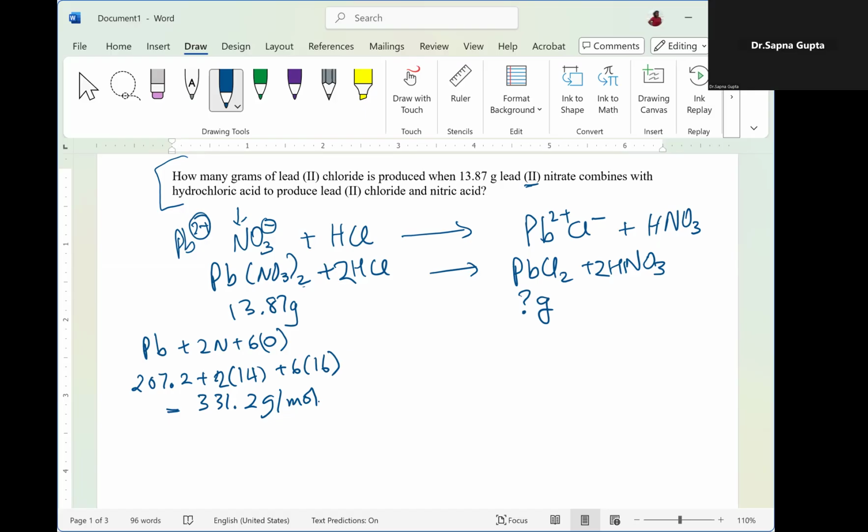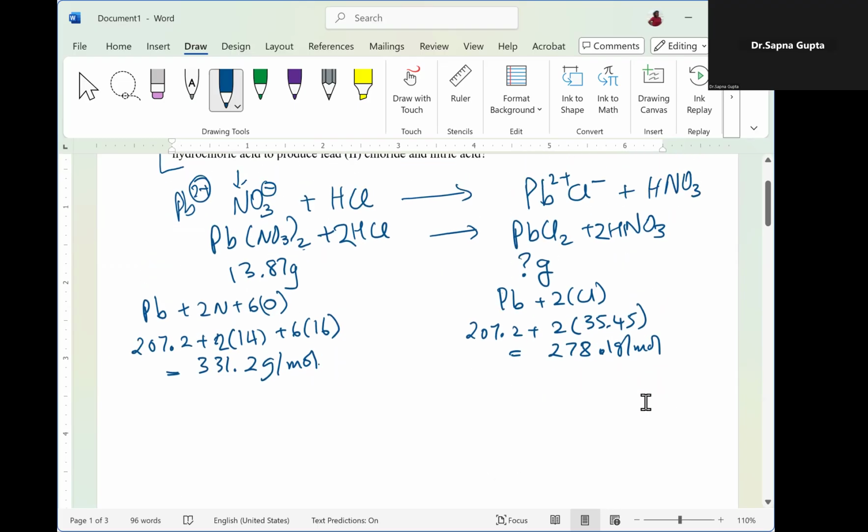And you need to show me all this work because I give you credit for everything. So 1 lead, and then of course we have the chlorines. I'm just writing those as well so you know how we are calculating the molecular weight. So this is 207.2 again, and then 2 times 35.45, and this gives me 278.1 grams per mole. It's nice to write units all the time, so that way you don't go wrong anywhere.